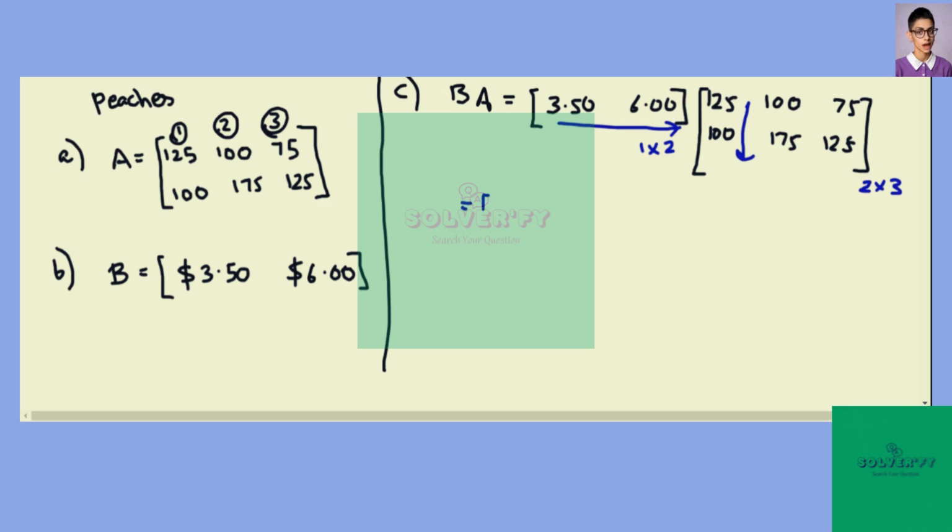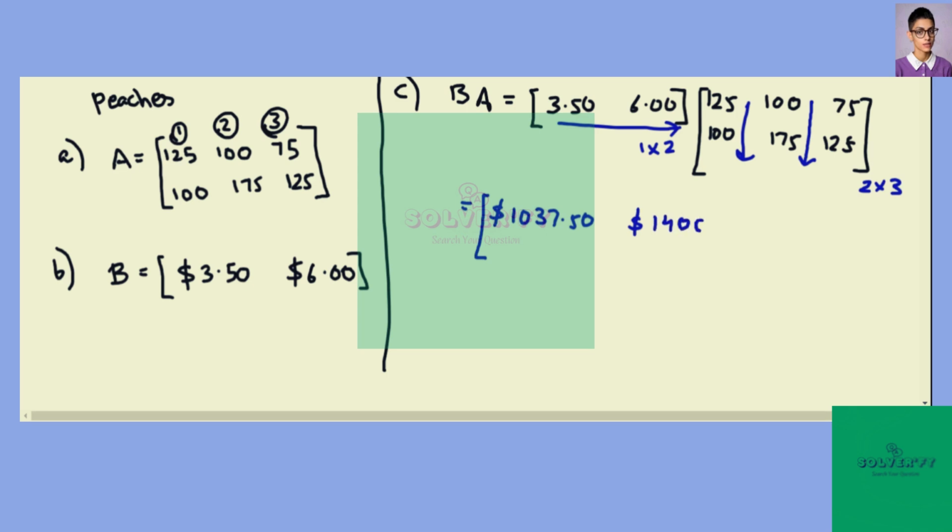So how we are going to do this? Simply 3.50 times 125 plus 6 times 100. So that is going to give you, let's write the dollar sign, $1037.50. Right? The second element will be found out by multiplying the elements of the first row of the first matrix and the second column of the second matrix. So that means what? 3.50 times 100, that means 350 plus 6 times 175. So that will give you $1,400.